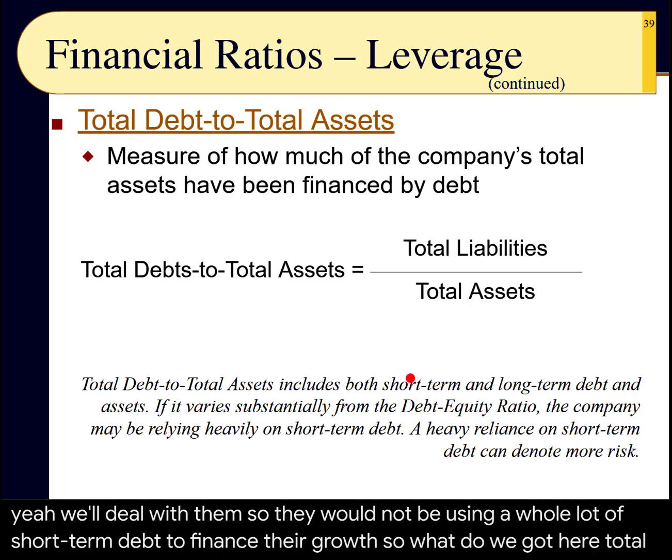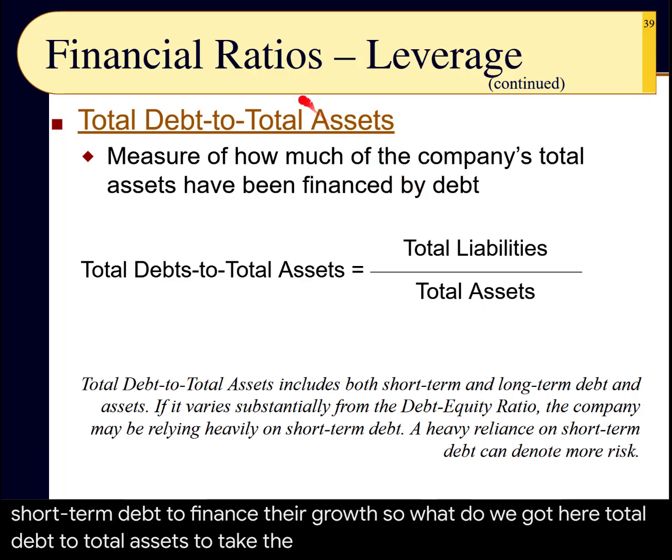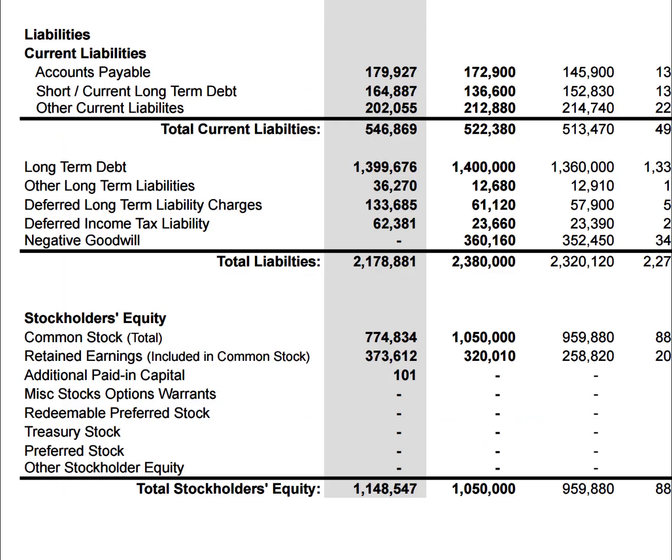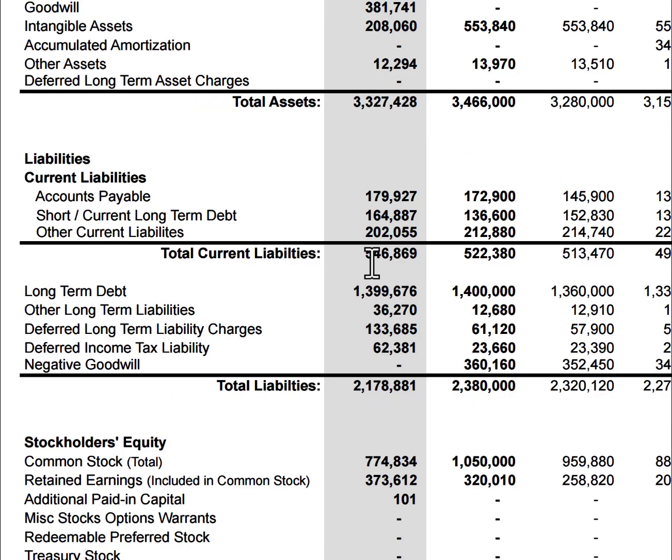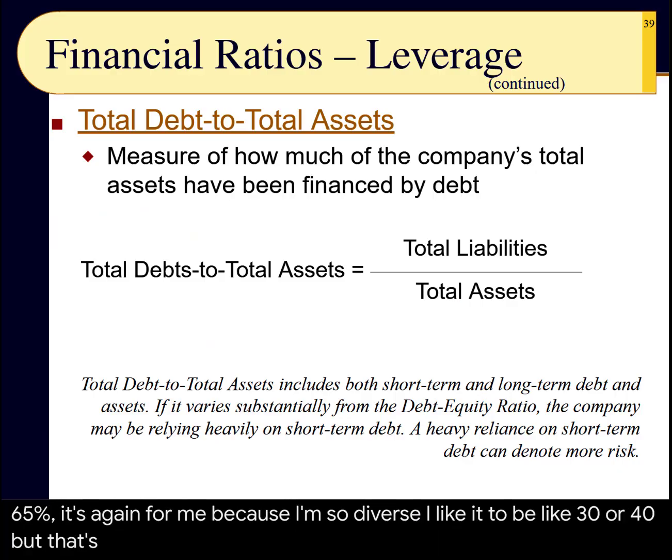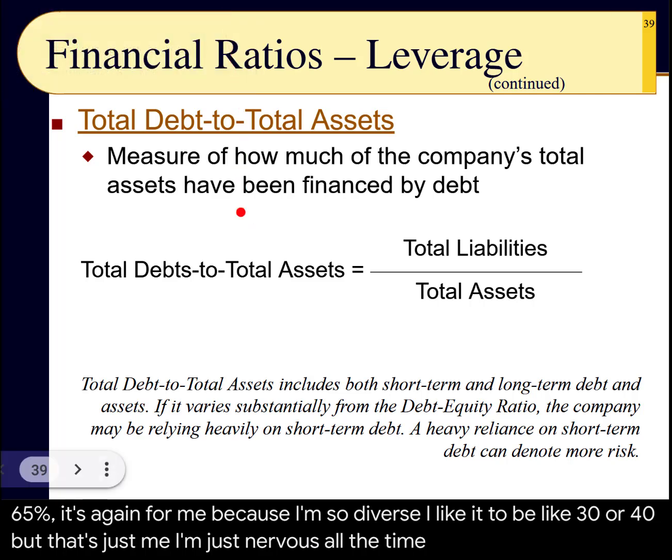So what do we got here? Total debt to total assets. So take the total liabilities. This is on the balance sheet. Total liabilities, $2.178 billion. Total assets, $3.327 billion, and we get about 65%, which, again, for me, because I'm so debt-averse, I like it to be like 30 or 40, but that's just me. I'm just nervous all the time.